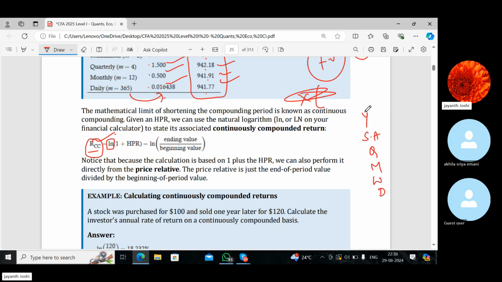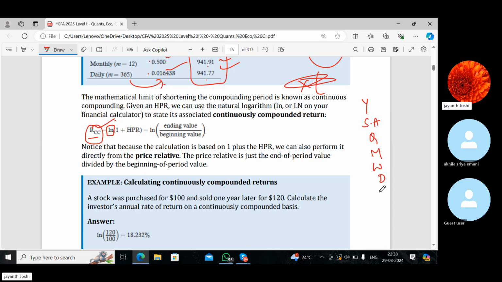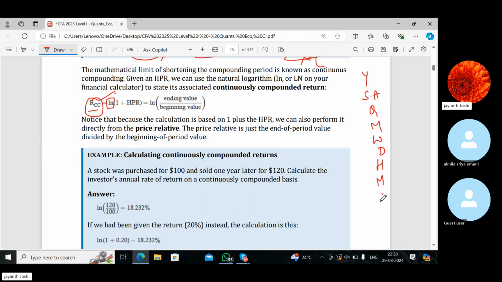You have come across only this, right? I will tell you, there is one more compounding, hourly compounding. There is one more compounding, minutely compounding. There is one more compounding, secondly compounding. That means in the derivatives market, the trades settle every second.